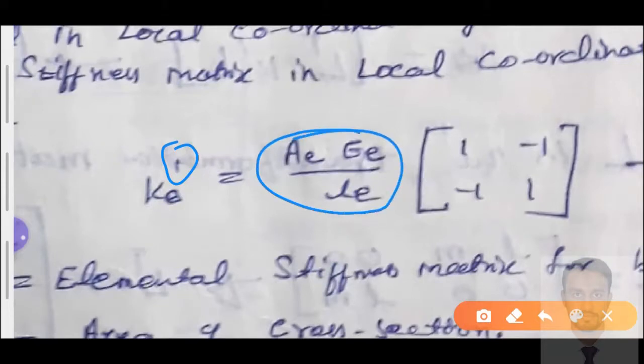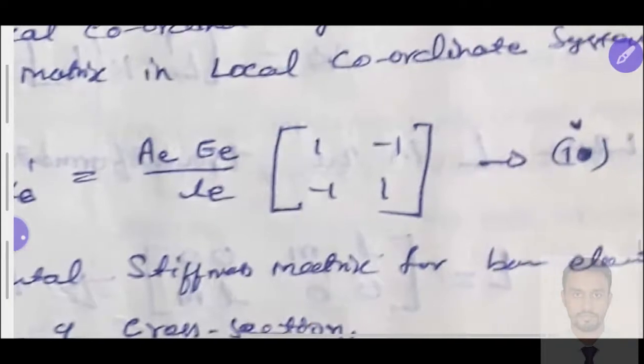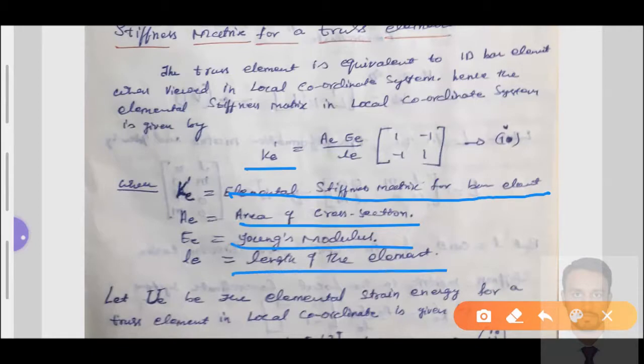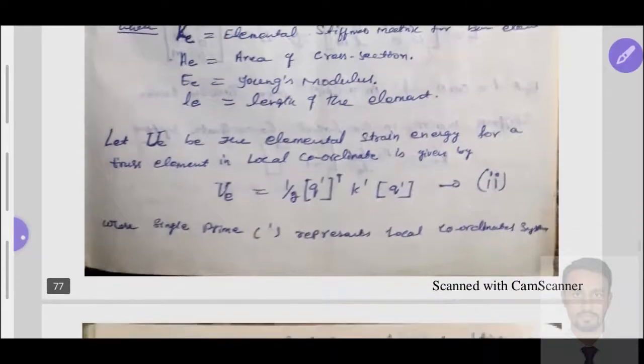LE remains the same, and 1 minus 1 minus 1 1 will remain the same. I'll say this is equation number 10. The elemental stiffness matrix for a bar element, KE. AE is the area of cross section, EE is Young's modulus, and LE means the effective length of the element.